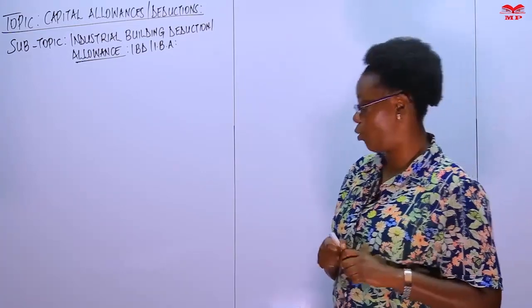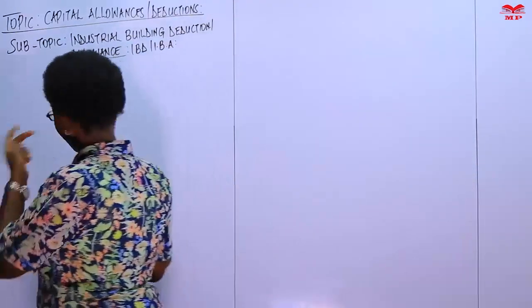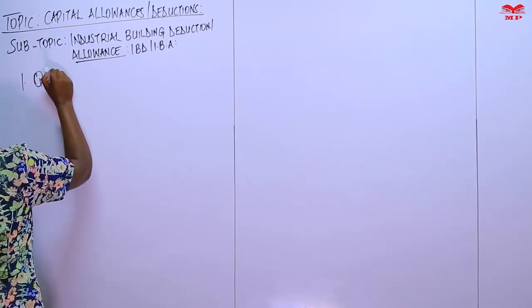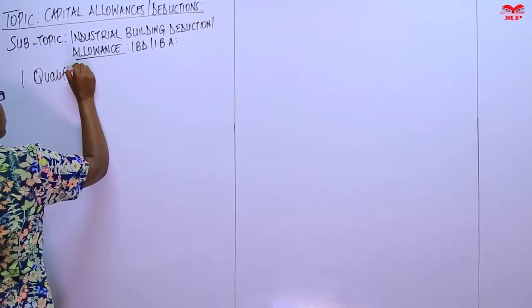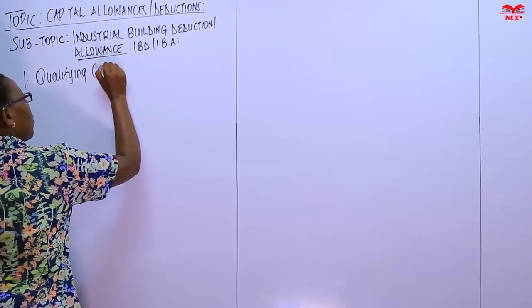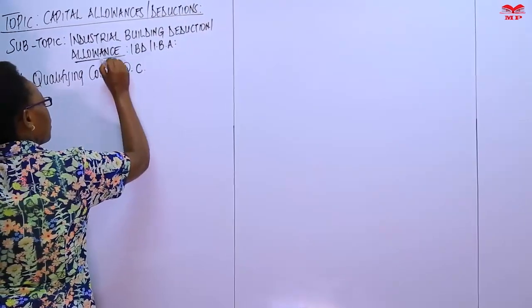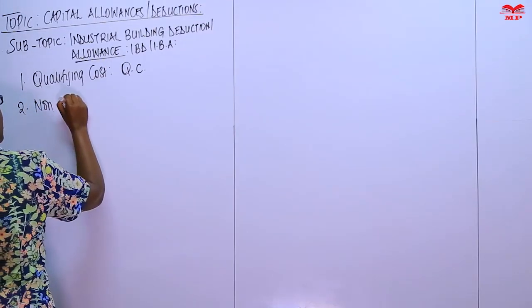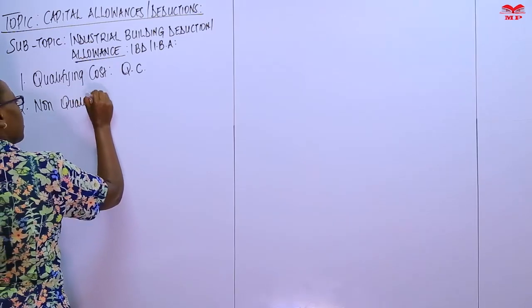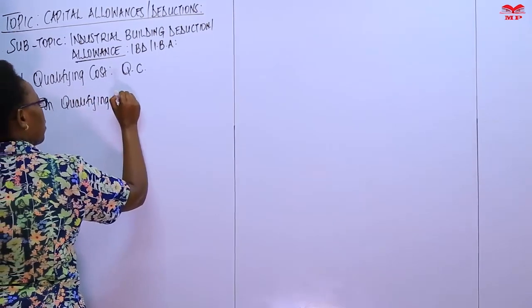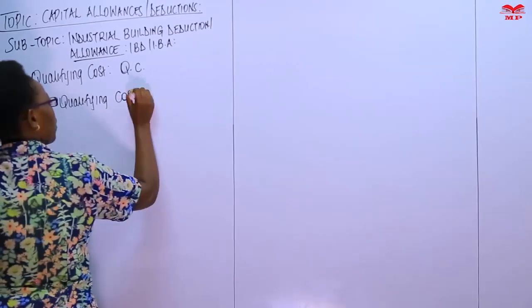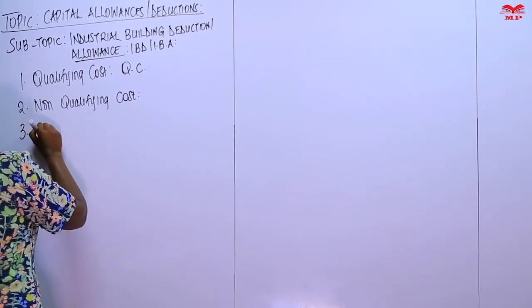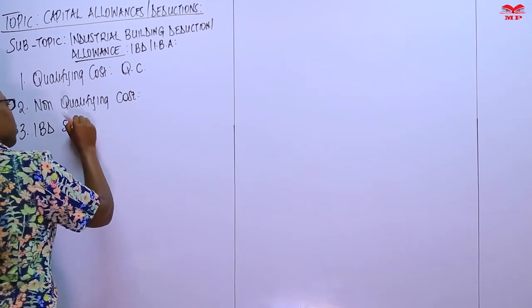And we are going to basically define what qualifies. So we look at qualifying cost for IBD. Qualifying cost. This is normally abbreviated as QC. And then we look at non-qualifying cost. Non-qualifying cost for IBD. And then we look at the IBD schedule.